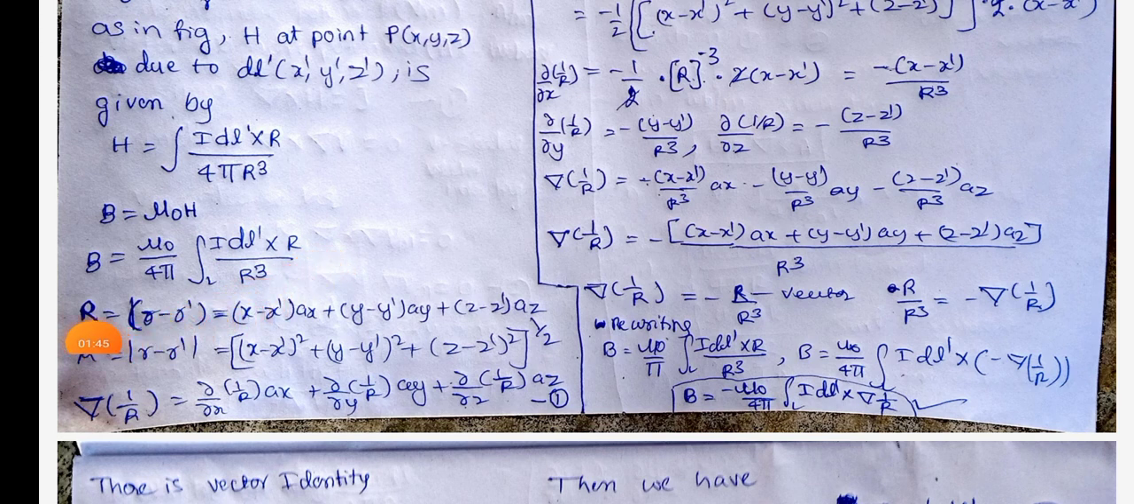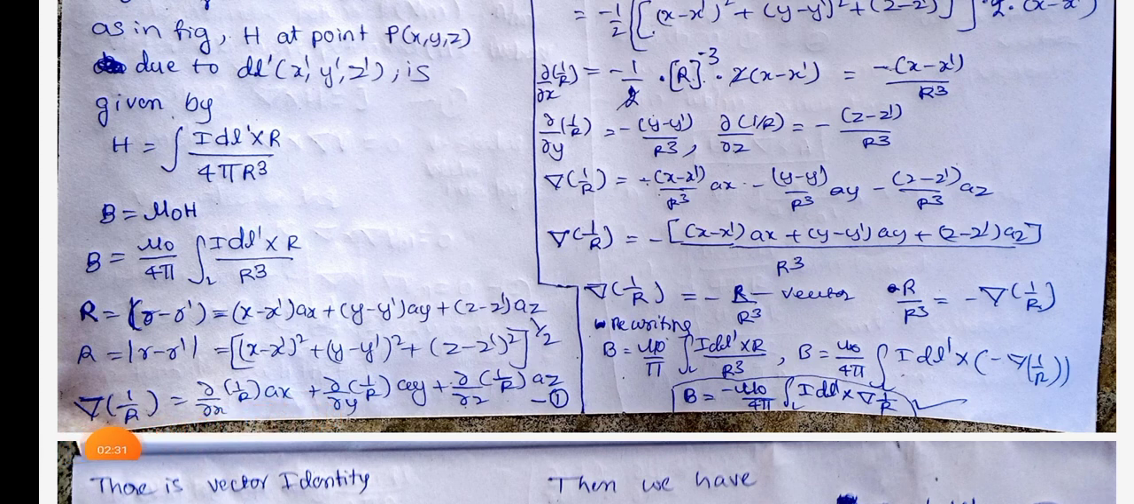So what is r? r is the distance vector r minus r dash, that is, second point minus first point. So (x2 minus x1) ax, (y2 minus y1) ay, (z2 minus z1) az. Second point is x comma y comma z, first point is x dash y dash z dash. So (x minus x dash) ax, (y minus y dash) ay, (z minus z dash) az. Now the magnitude is nothing but x difference square, y difference square and z difference square, all to the power of 1 by 2.